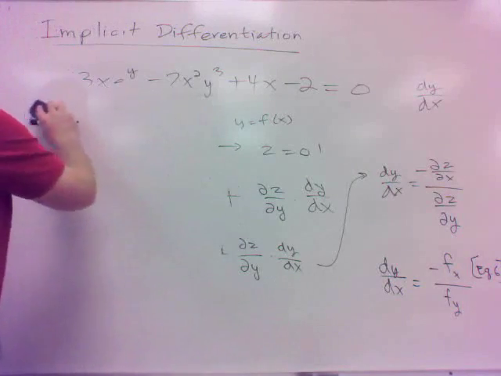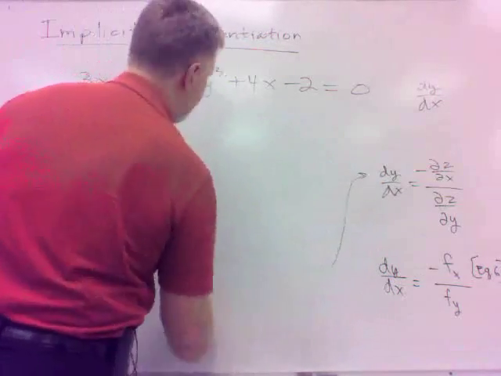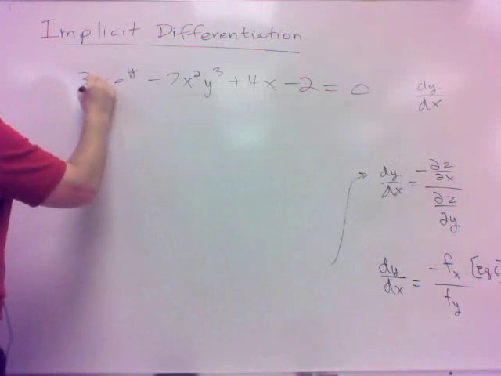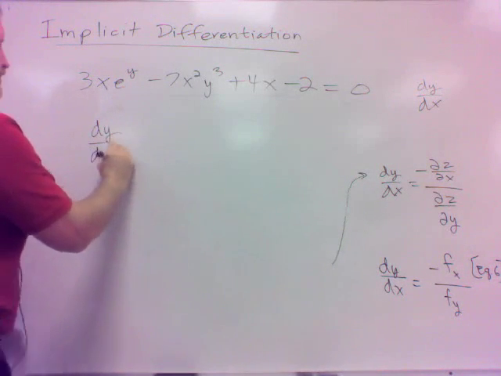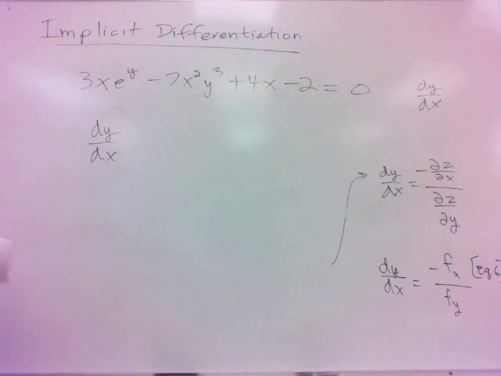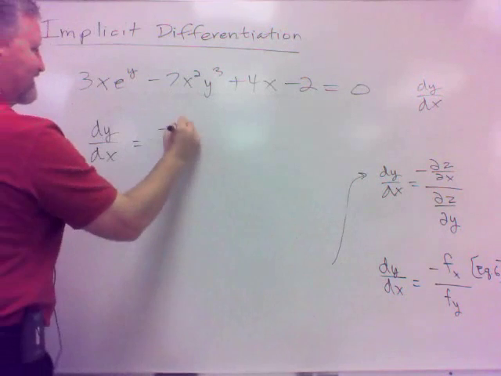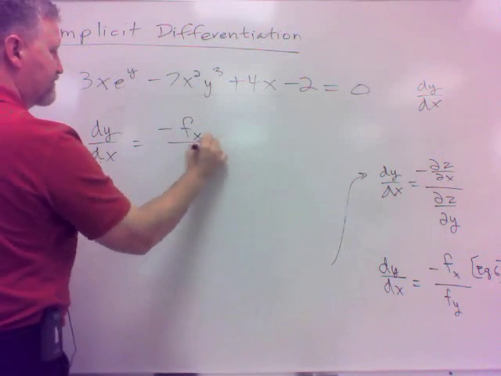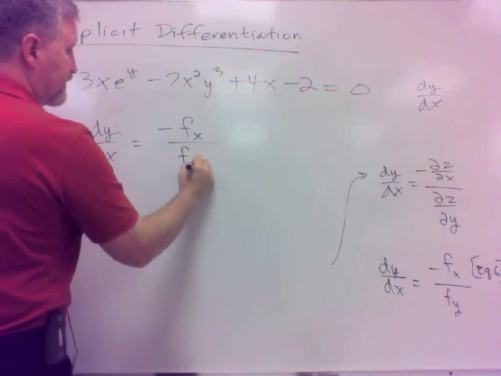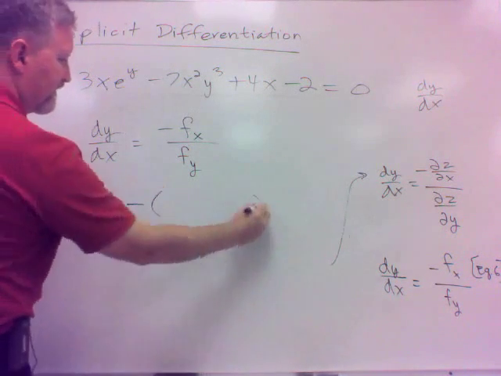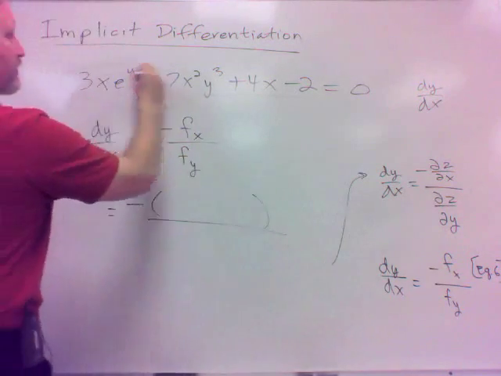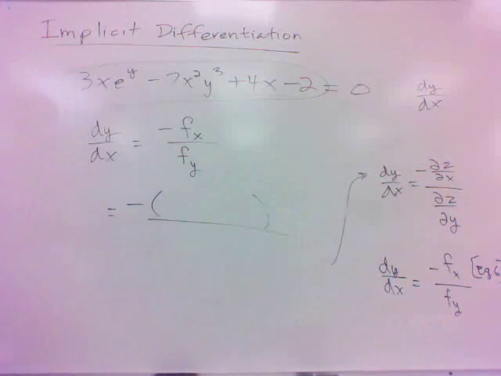here's what we've got. So let's go back to this one without writing it over. So we've got 3x e to the y. So for my dy dx, instead of going through that implicit procedure we went through before, let's just use this. It's minus the partial with respect to x, divided by the partial with respect to y. So it's negative of what's the partial of this with respect to x.